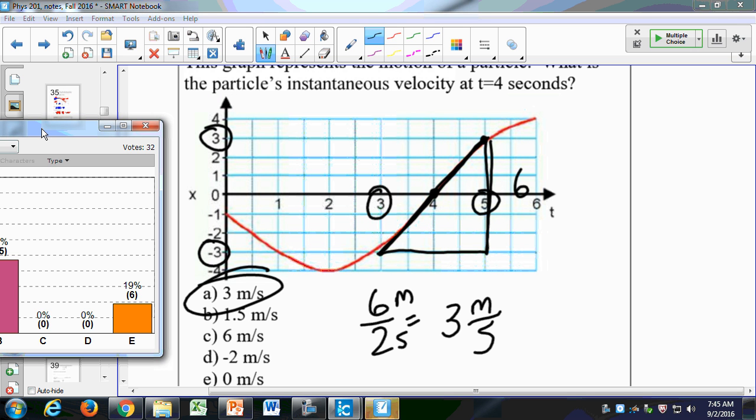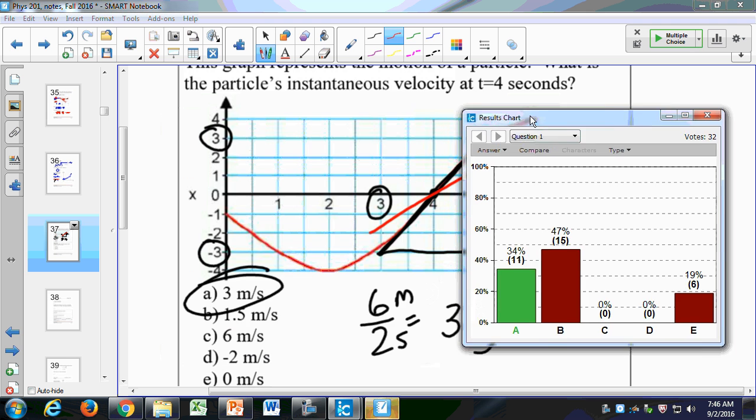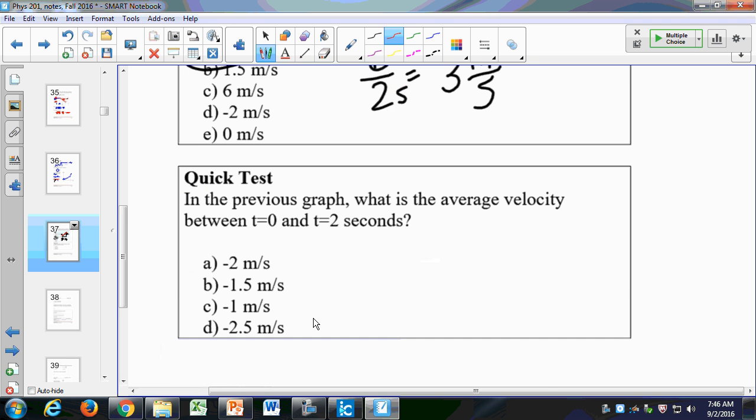To be 1.5, just to show you, would mean I would have a run of, gosh, it would sort of look something like this. And that's not the tangent line for that particular function. Okay? All right, so A is the right answer, right? Or is it B? Yeah, A is the right answer. Good job, y'all.